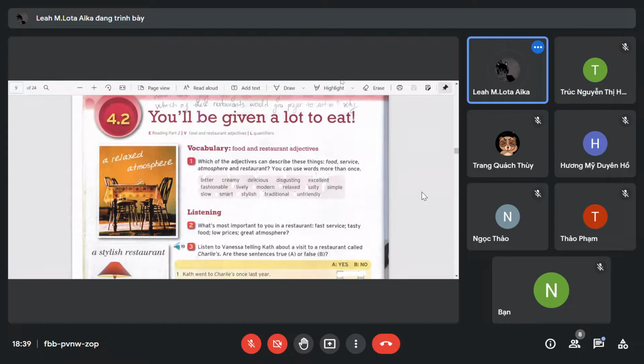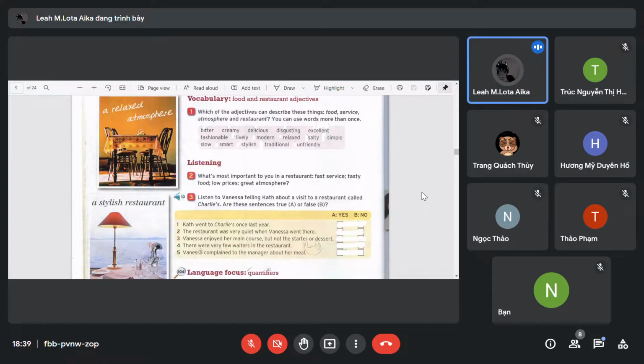Okay, let's start now with this unit. We have two pictures pertaining to restaurants: the first one a relaxed atmosphere, and also a stylish restaurant. Now we've got here the word atmosphere, so let me explain how we use it when it comes to restaurants.